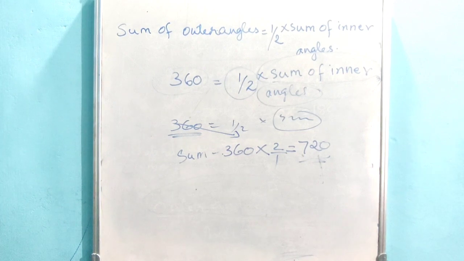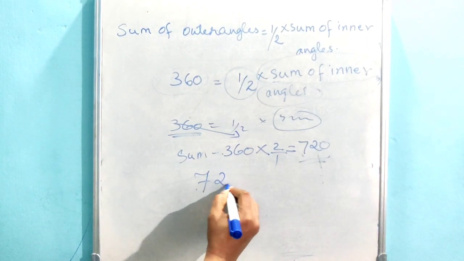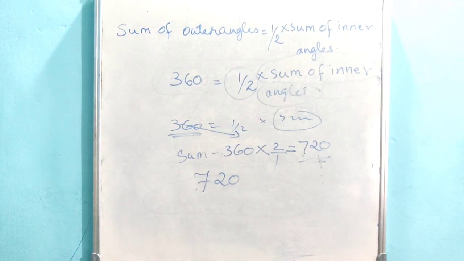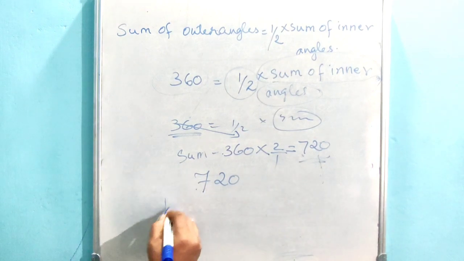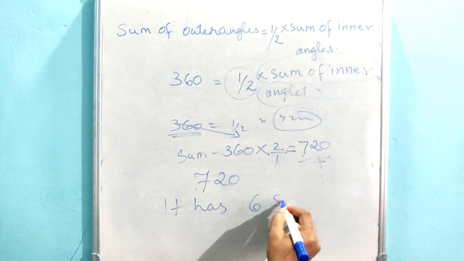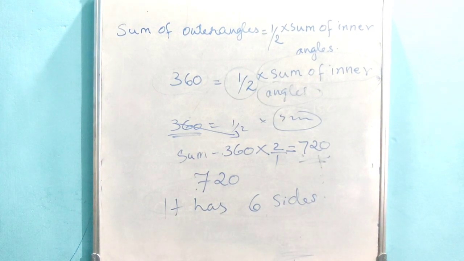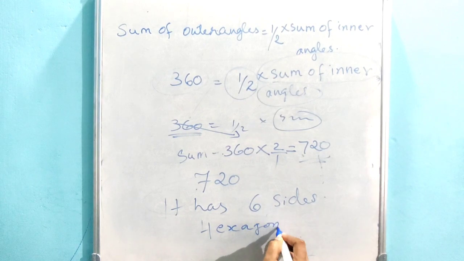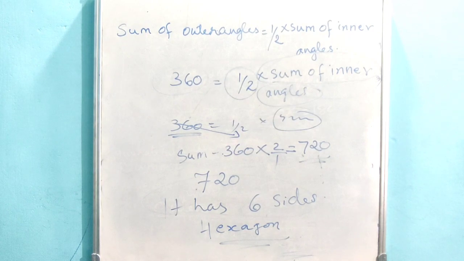So for a polygon, if the sum of angles is equal to 720, how many sides does it have? It has 6 sides, right? Then the polygon has 6 sides. The polygon is a hexagon. That is, if the sum of outer angles is equal to half the sum of inner angles, then it has 6 sides and its name is hexagon.